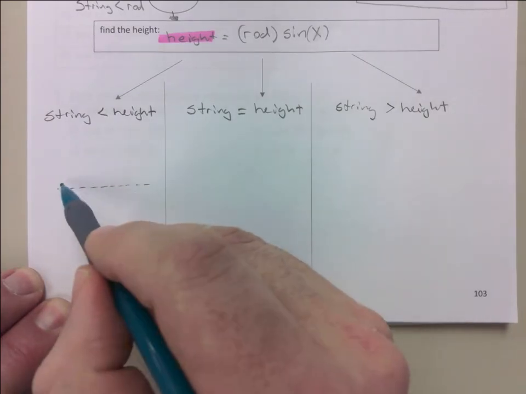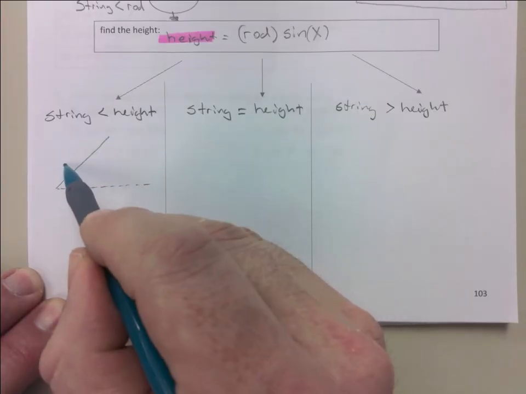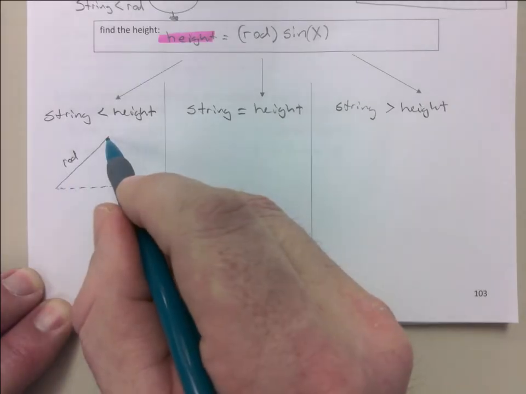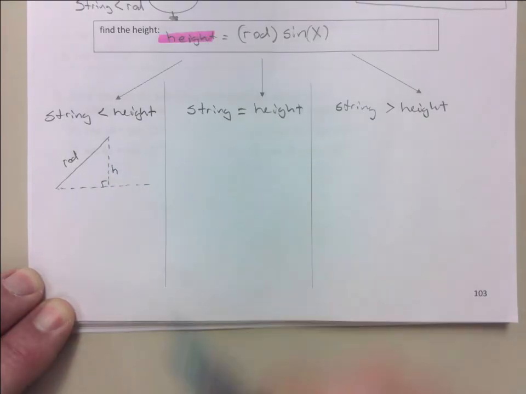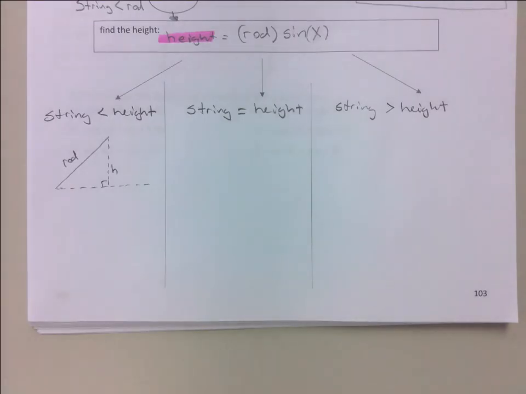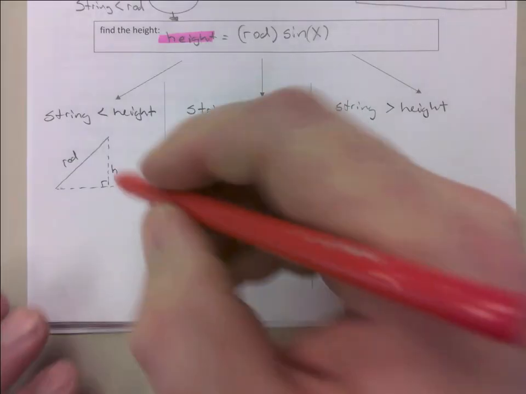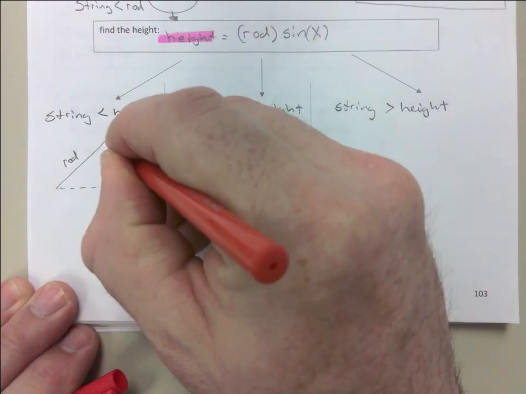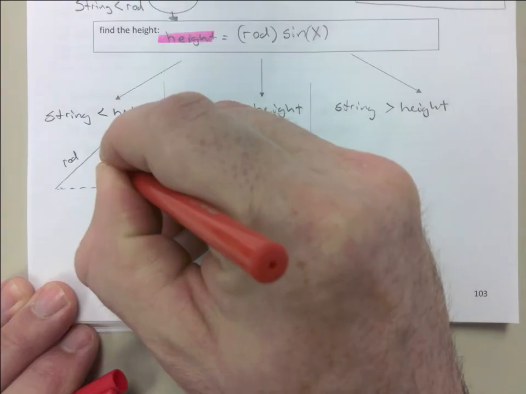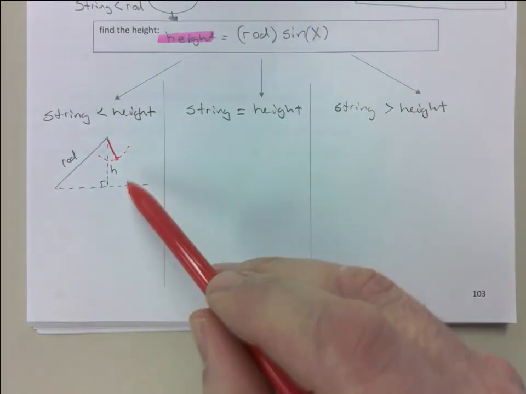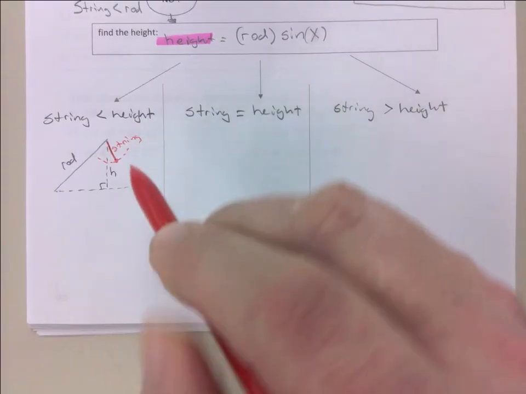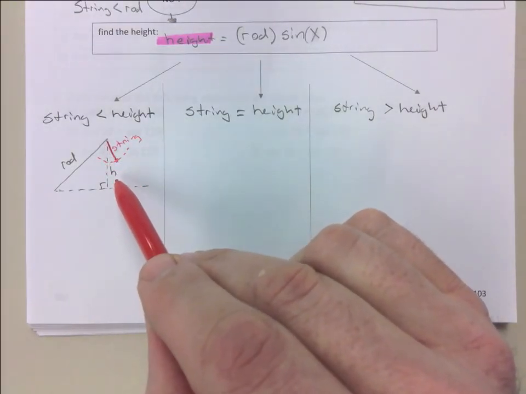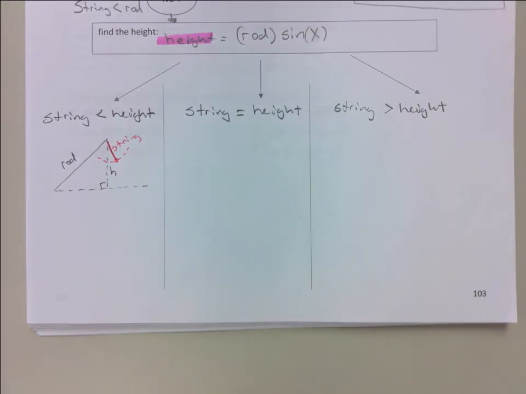If the string is shorter than the height, this is our scenario here. This is your rod. This is the height. That's the rod, that's the height. And your string, I'm going to use a color for it. Let's make it go a little bit at an angle like this. If this string here is shorter than the height that you've calculated, you're just never going to have a triangle.